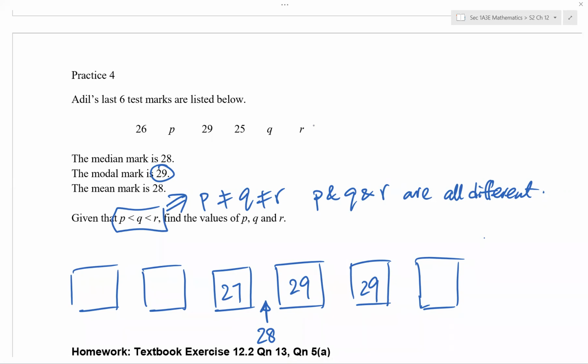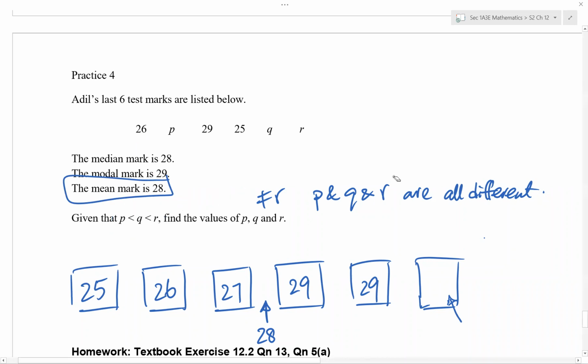Just before 27, what are some numbers smaller than 27? We noticed that in the list, they provided 26 and 25. So placing them into the blanks, we have now determined the values in 5 of these blanks, which leaves us with our last blank. What could this number be? And there's one more line that we have not used, which is the mean is 28, which means that we add everything up, we divide by 6, we get 28.